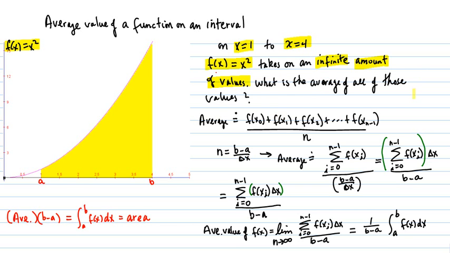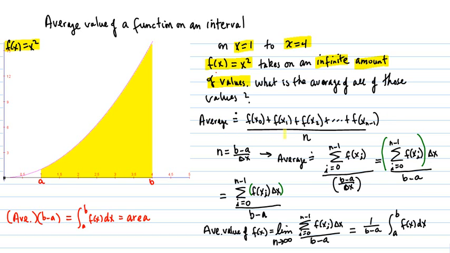Well, normally when you have an average, you add up some numbers and you divide by how many there are. But there's an infinite amount of them in this case. So it's a calculus problem. But as usual, you can break it up into smaller parts and then add them all up and then take the limit as the number of them goes to infinity.